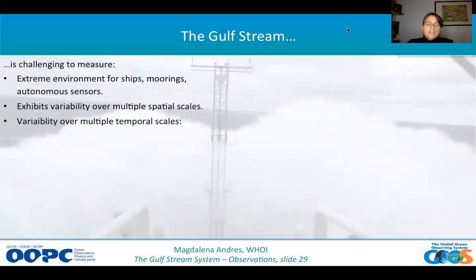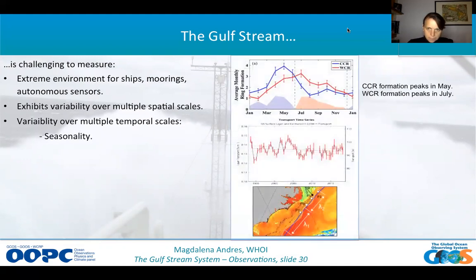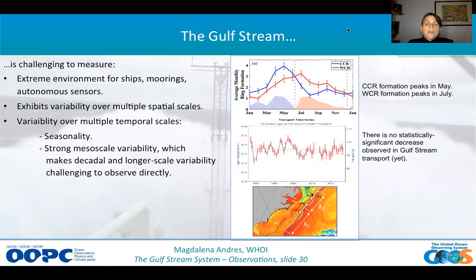The Gulf Stream is also challenging to measure because it exhibits variability over multiple temporal scales. So transport in the Gulf Stream doesn't exhibit very strong seasonality, but there seems to be a clear seasonality in the formation of rings. Cold core ring formation tends to peak in May, and warm core ring formation tends to peak in July. There's very strong mesoscale variability in the Gulf Stream system, and this makes it very difficult to detect decadal and longer scale variability. And so far, there's no statistically significant decrease observed in the Gulf Stream transport directly as it flows between New Jersey and Bermuda.